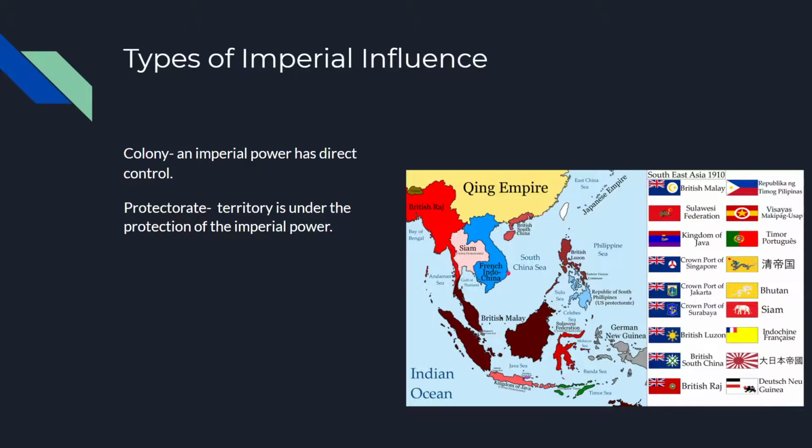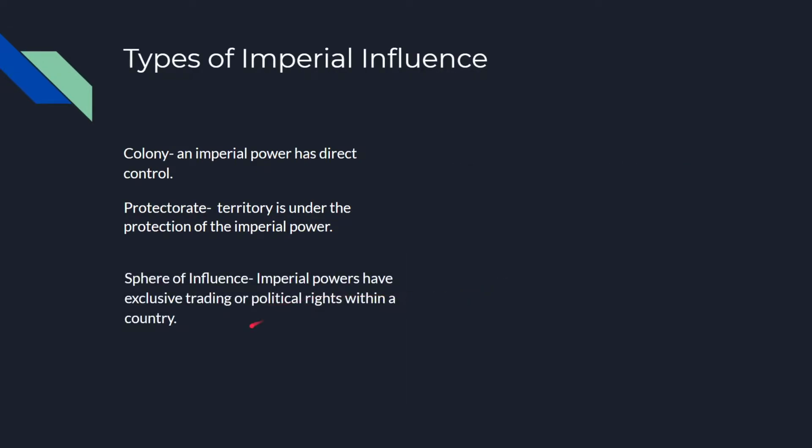The last form of imperial influence is this idea of the sphere of influence. This is where imperial powers have exclusive trading or political rights within a particular country. As you'll see in the next lesson, you can see this very directly in Persia, or modern-day Iran, where Russia and Great Britain both had spheres of influence and trading relationships with the country.